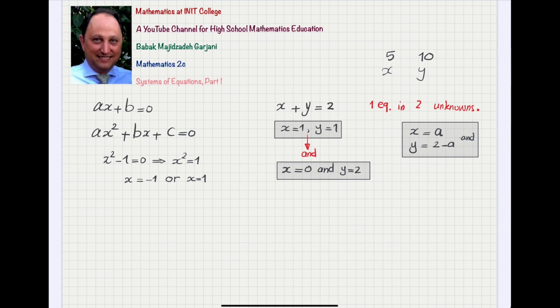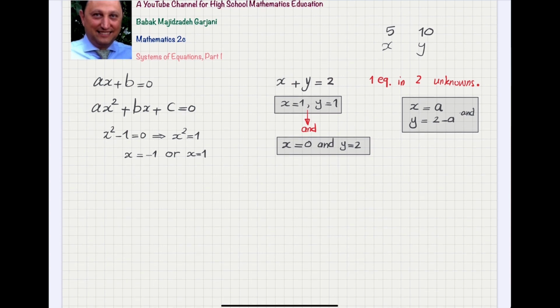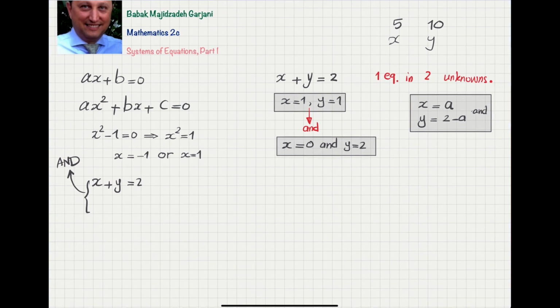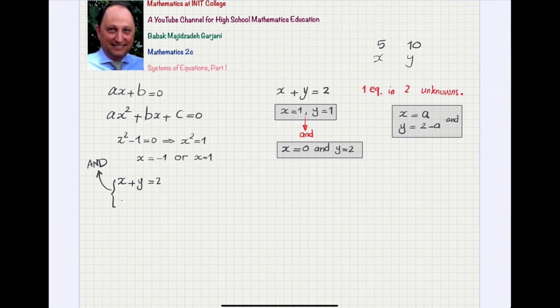But if I add one more equation in a wise way, so I would say that I have x plus y equals 2. Now let me add another constraint. And these curly brackets in the context of systems of equations are just a fancy way to write the word and. Okay, so now let me say that x plus y is equal to 2, and x minus y is equal to 4.